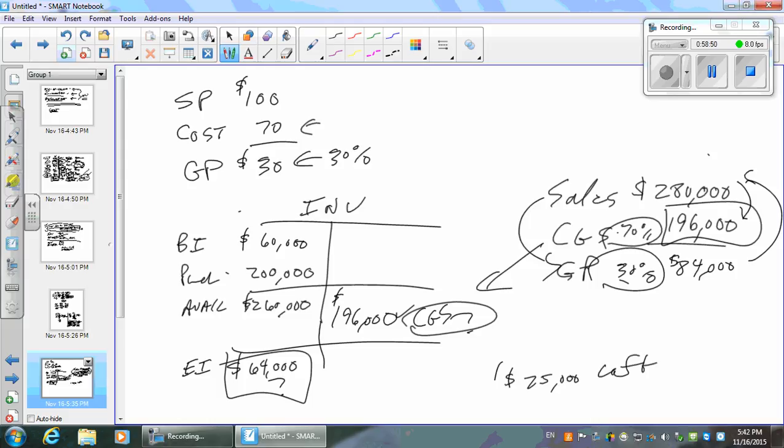Can you tell me what your loss was? Real common question. What'd you lose? You're supposed to have 64, and now you only have 25. What's missing? 39. 39,000. Give me a journal entry for that.